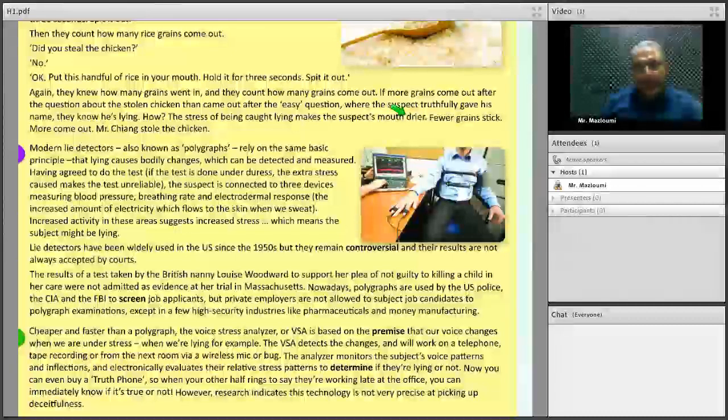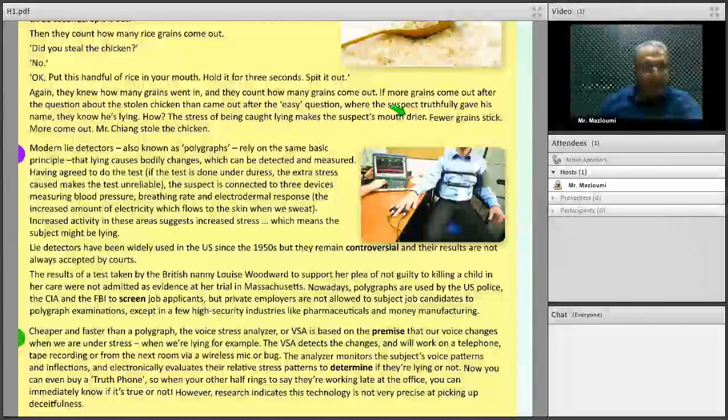So, this is how they knew when someone is lying. They used grains of rice. They asked an easy question accompanied with a difficult one, and they believed that the stress makes the mouth drier. So more grains of rice come out, and they knew whether the person committed a crime or not.